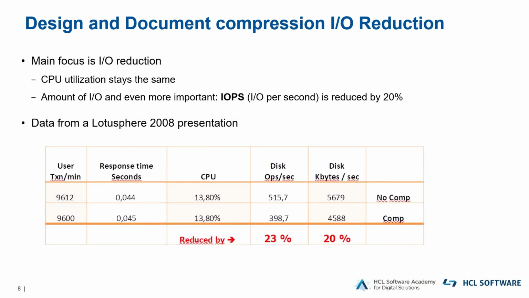Here is a very old Lotusphere presentation slide that shows that it's reducing the I/O, and that is an essential part as well. So it's not just about the backup cost, it's also about the reduction of the I/O operations.